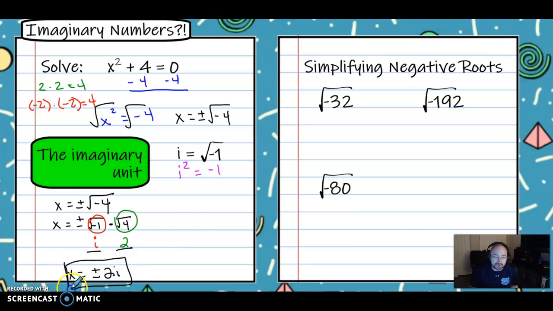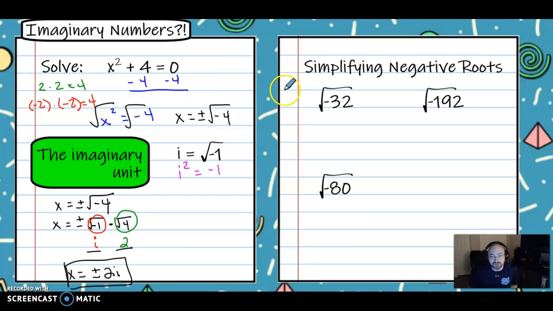The process that we're going to go through is really similar to what we were doing when we were just simplifying regular positive square roots. But now we'll have an extra component to pull out, which is going to be that negative 1 that will turn into an i. Okay?